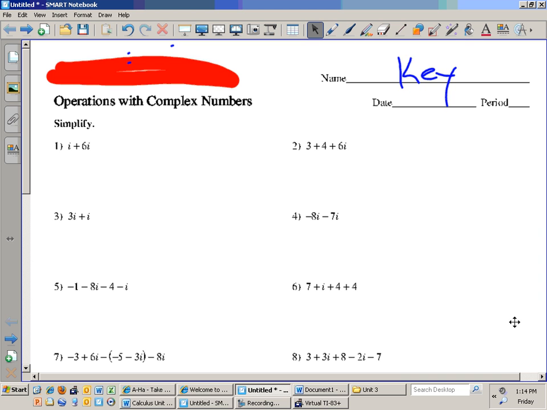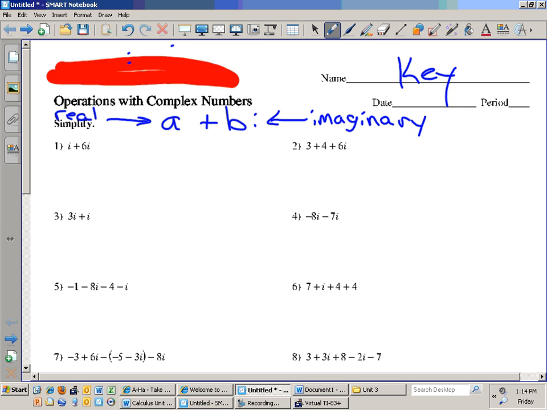Complex numbers look like this. Please write this down: a plus bi. And they have two parts. The a part is the real part, and the bi part is the imaginary part. And they should always be expressed in that way: the real part first, plus the imaginary part second, and they should be broken into two terms. Okay?